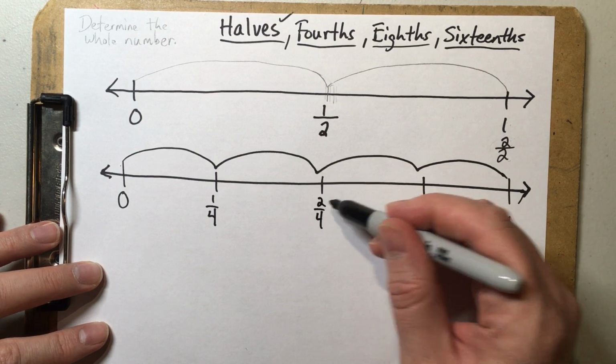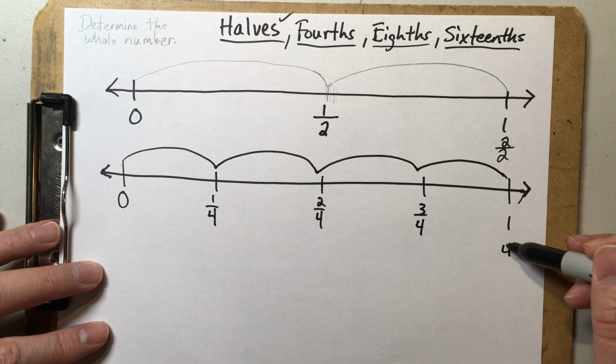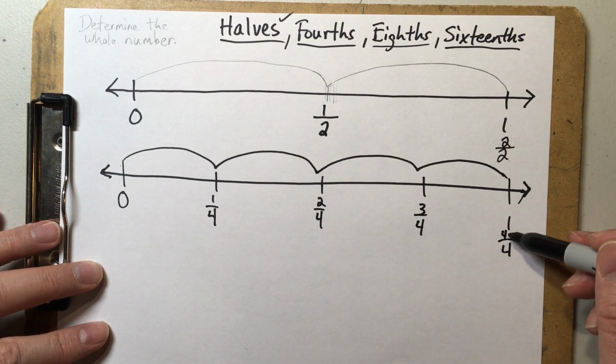This is going to be 2 out of 4 jumps. This is going to be 3 out of 4 jumps. And this is going to be 4 out of 4 jumps. 4 out of 4 equals 1.